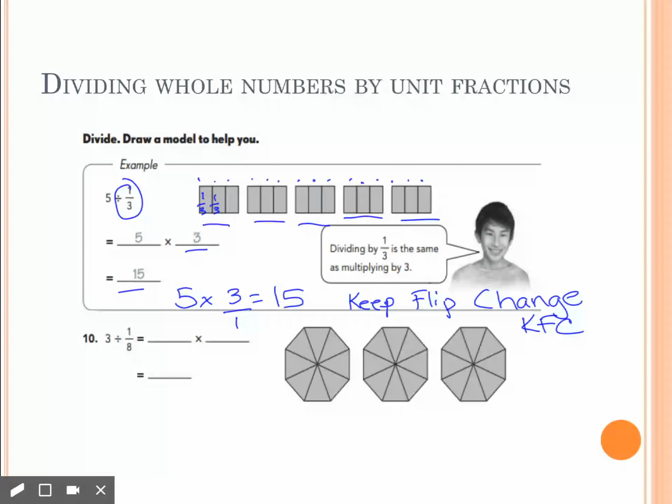All right, so we have another example here, number 10. 3 divided by 1/8. And they give us 3 wholes and split them up into 8 pieces. And you're basically just counting how many 1/8 pieces there are. Or we can do the keep, flip, change method. I keep my first number, 3. I flip 1/8 to its reciprocal, which just actually equals 8. And I change it to multiplication. So 3 times 8 is 24, which you can see is the same number of pieces here, because we have 8 in each.